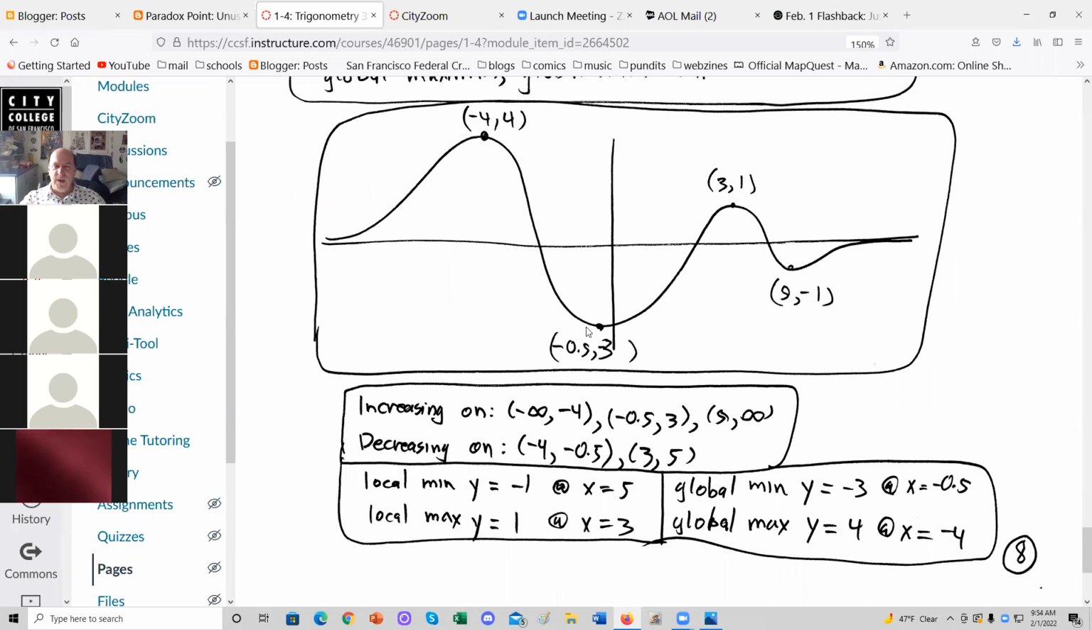Its local minimum is here. Y equals negative, oh dear. I have local minimum is here. y is -1 at x equals 5. This is a global minimum. y equals -3 at x equals -0.5. That you just saw with my cat's tail. Here, 3 comma 1 is a local maximum. The local maximum is y equals 1 at x equals 3. Here is a global maximum. y equals 4 at x equals -4.